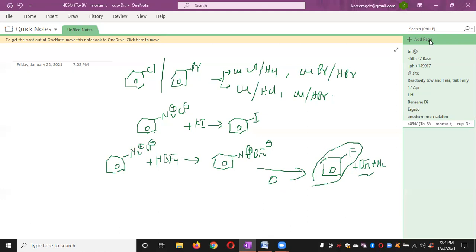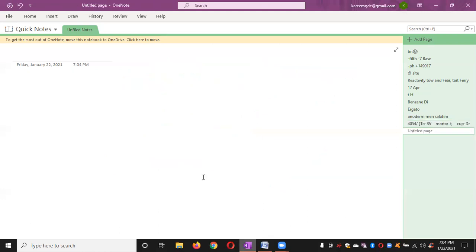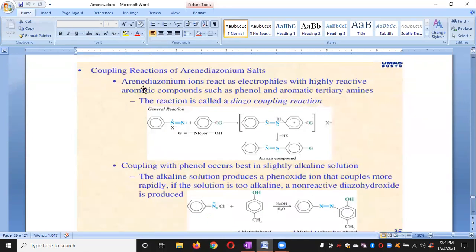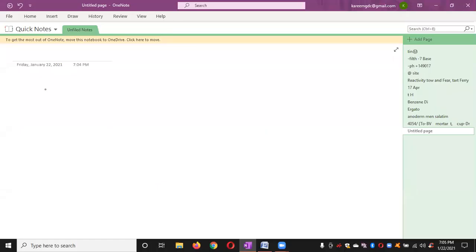The next reactions are coupling reactions. Couple means adding. I will show you the mechanism or reaction. We cannot get this benzene diazonium chloride directly; it needs to be prepared. How can we prepare it? By using NaNO2 and HCl, with the temperature kept at 0 to 5 degrees centigrade. That will give benzene diazonium chloride.